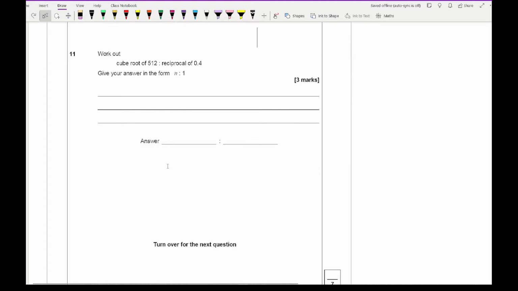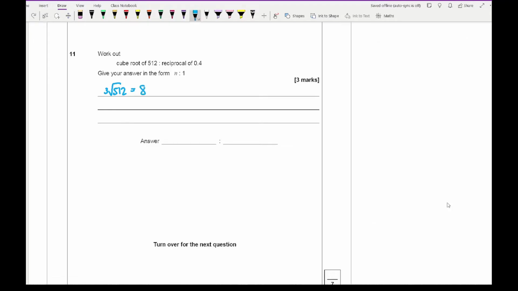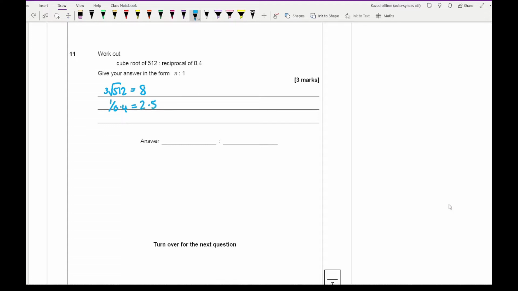Now for question 11 it says work out the cube root of 512 in the ratio of the reciprocal of 0.4. So here I've got the cube root of 512, which if I work that out on my calculator, shift cube root of 512, gives me 8. And the reciprocal of 0.4, and reciprocal just means 1 over, so 1 over 0.4 equals 2.5. So here is my ratio of 8 to 2.5.